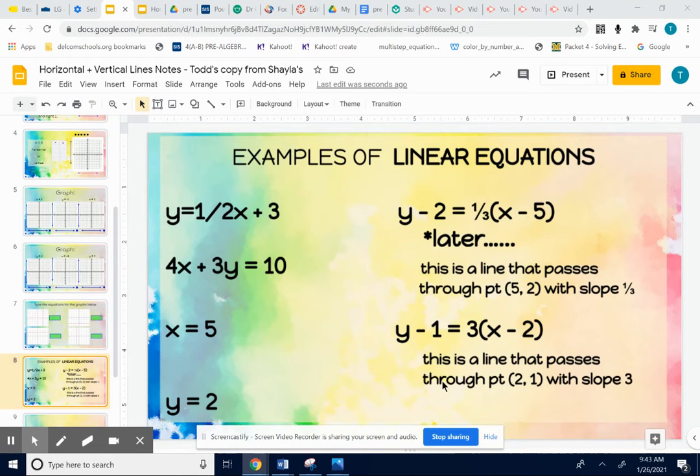Okay, last slide. I just wanted to briefly go over the types of linear equations we've worked with, because pretty soon we're going to work with linear versus nonlinear. I'm just trying to get through as much as I can.